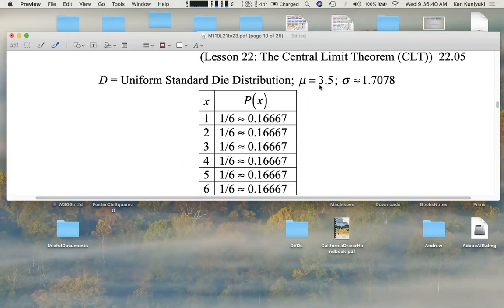The mean of this distribution, mu, was 3.5. From either the zigzag, or because this was discrete uniform, you could just add these up and divide by 6. Also, the standard deviation was about 1.7. That was discussed in optional handwritten notes in lesson 16. For now, take that on faith.